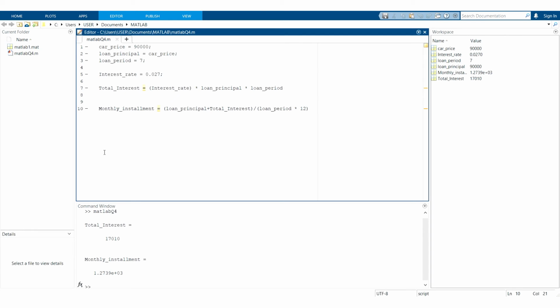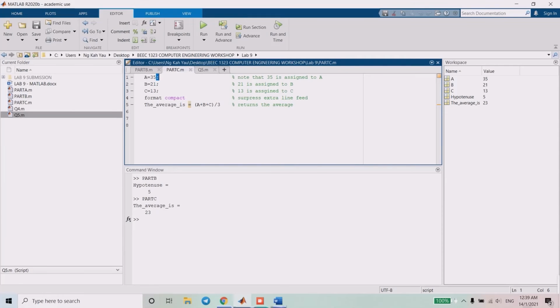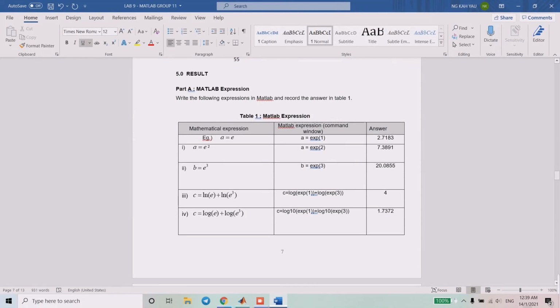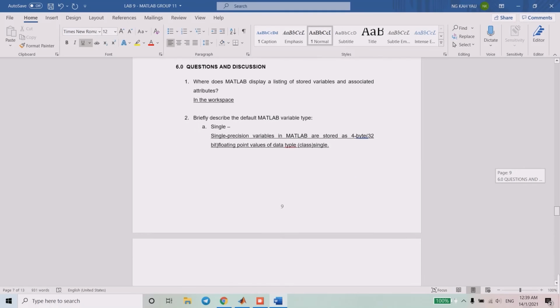So when I run this, I get the output: total interest is 17,010 ringgit and the monthly installment is 102,733 ringgit 90 cents. And now I'll talk about question 5. So for question 5, we'll go to our lab report and look at question 5.